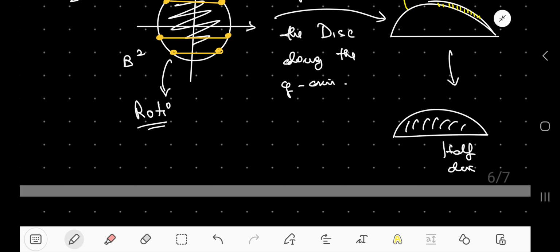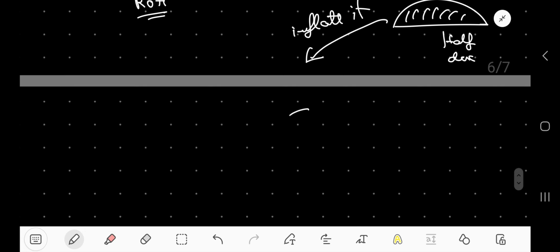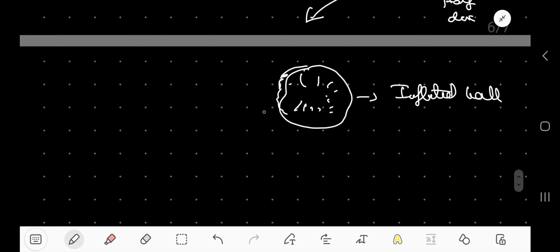What I can do is, in this case, consider this half disc to be stretchable, to be elastic, and I inflate it out. If I inflate it, I'll get some sort of a ball-like structure, an inflated ball. So it's basically an inflated ball, and you can easily observe that.